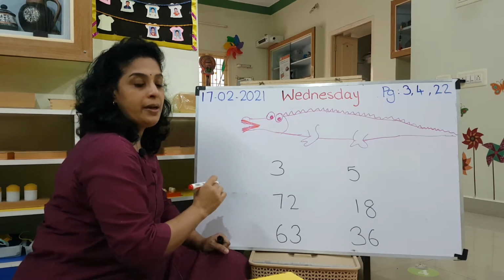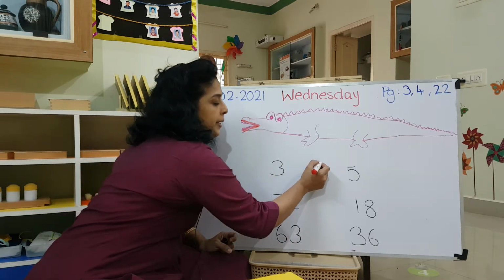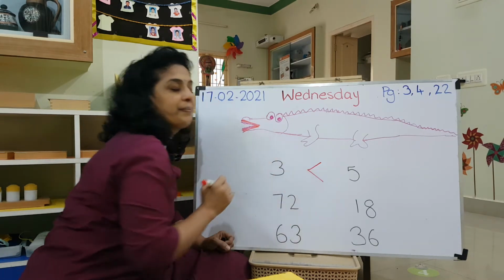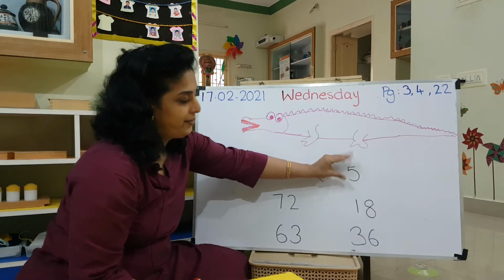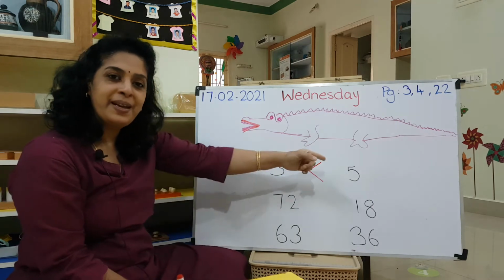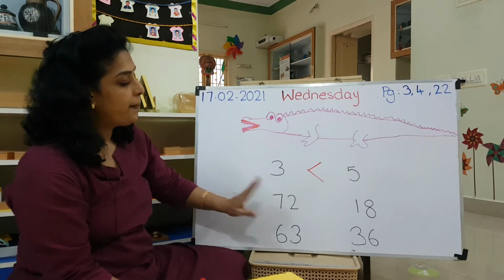Which is the bigger number? This one. So let us open the mouth like this. The crocodile mouth is going to eat the bigger number, the greater number. Now let's compare the next number.